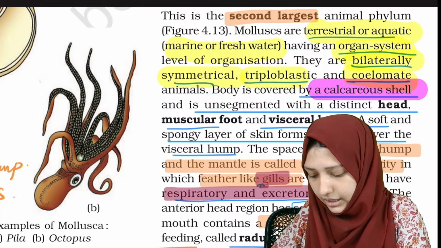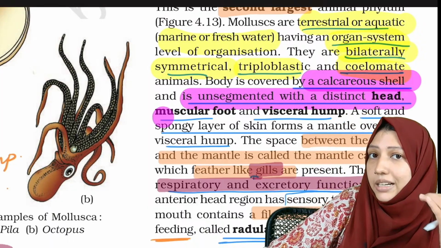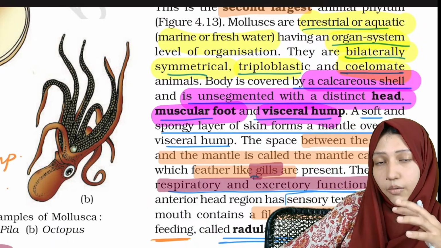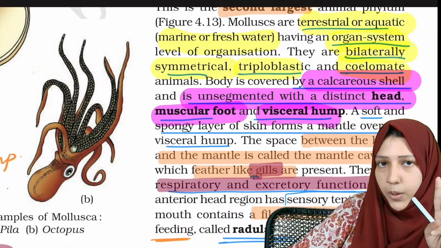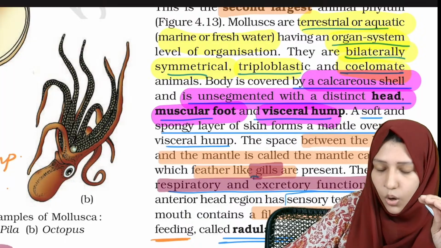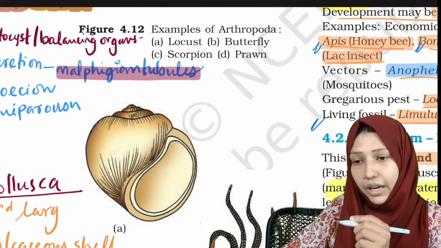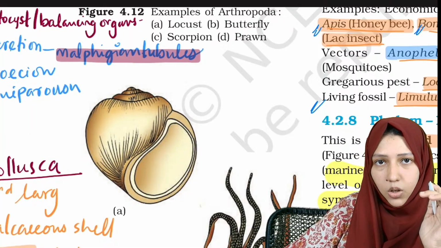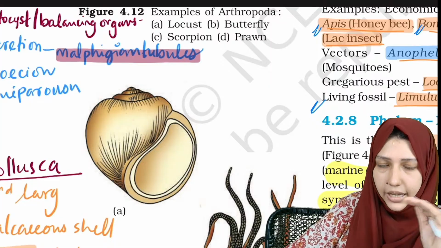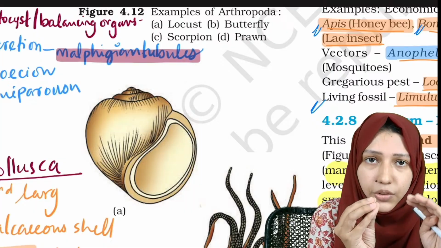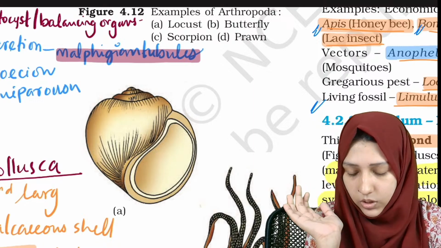And the body is unsegmented, with head, muscular foot and visceral hump. Annelids and arthropods were segmented. But when we reach Mollusca, it is unsegmented and has head, muscular foot and visceral hump. Clear? And there is a soft spongy layer covering the visceral hump. Just imagine there is a soft and spongy layer over the hump, which is known as mantle.